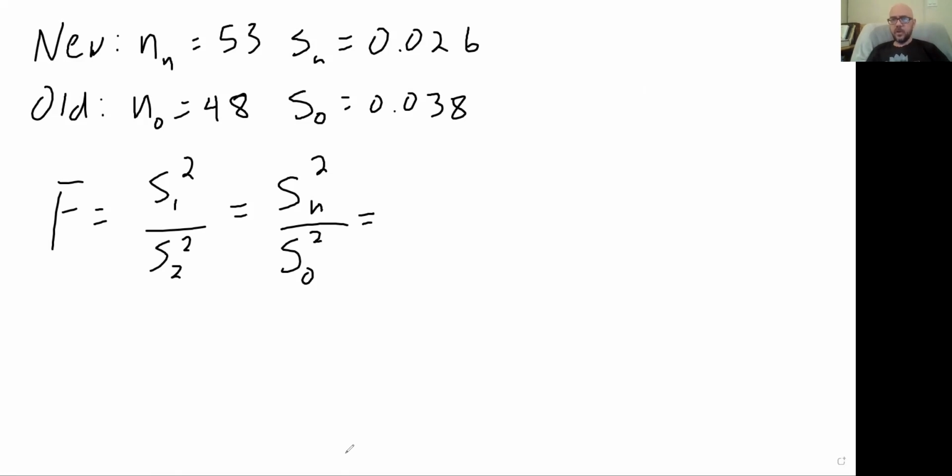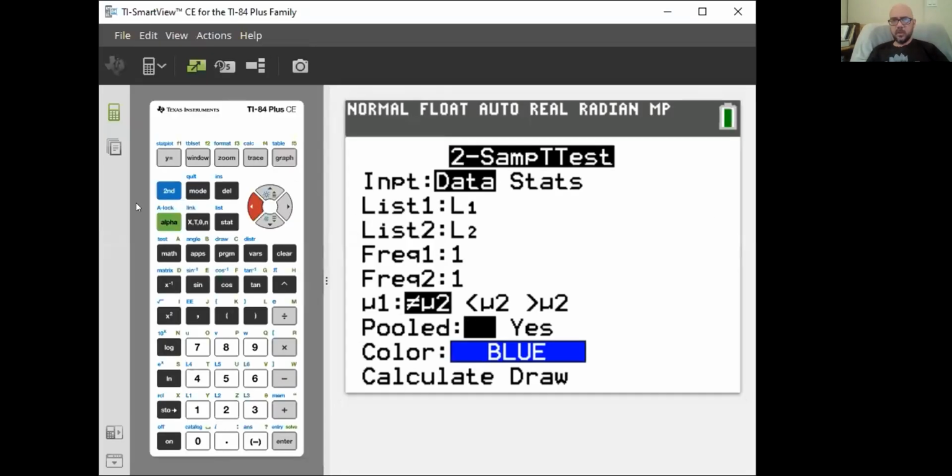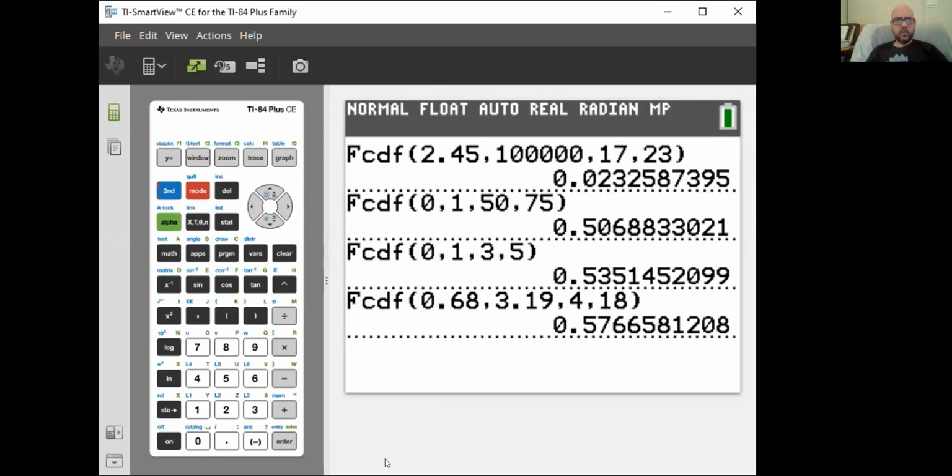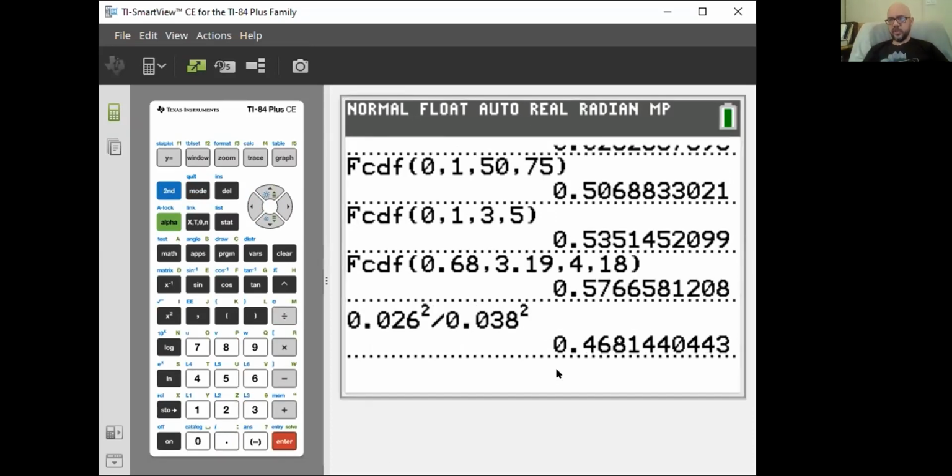All right, so here's what we're going to do. I'm going to switch over to the calculator. I need to find my, I put new on top, so new is 1. So we're going to have s_n squared, 0.026 squared divided by 0.038 squared. Right? So that is my F statistic. F is 0.468. That's it. So you find an F statistic: you just take the variance of one over the variance of the other.